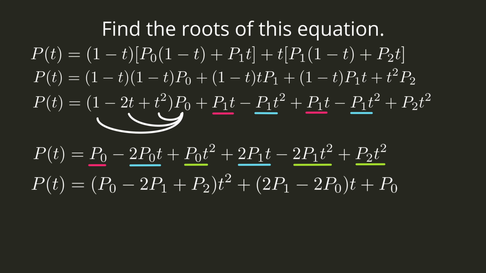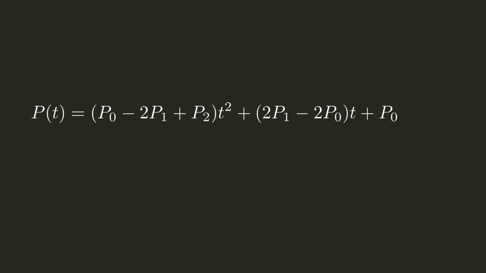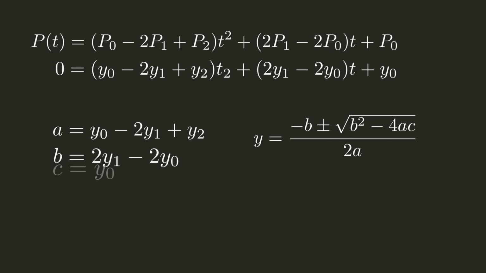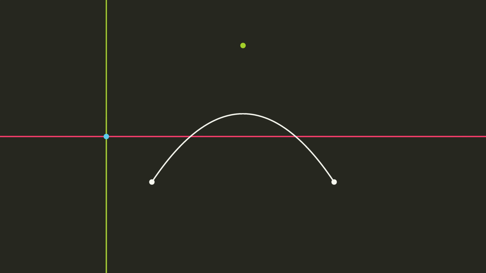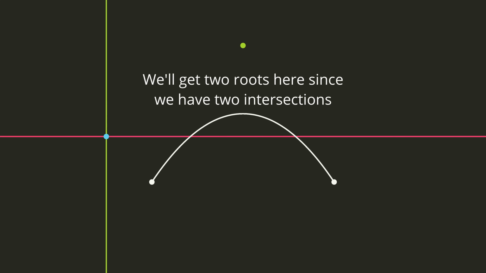Remember, a quadratic equation in standard form looks like y equals ax squared plus bx plus c. Looking at our equation P of t, we can clearly see what a, b, and c are. Now, to find the roots, it's a simple matter of setting the equation equal to 0 and plugging in the y coordinates of each point and solving using the quadratic equation. The quadratic equation will give us 1, 2, or no roots, depending on how many roots the function has.